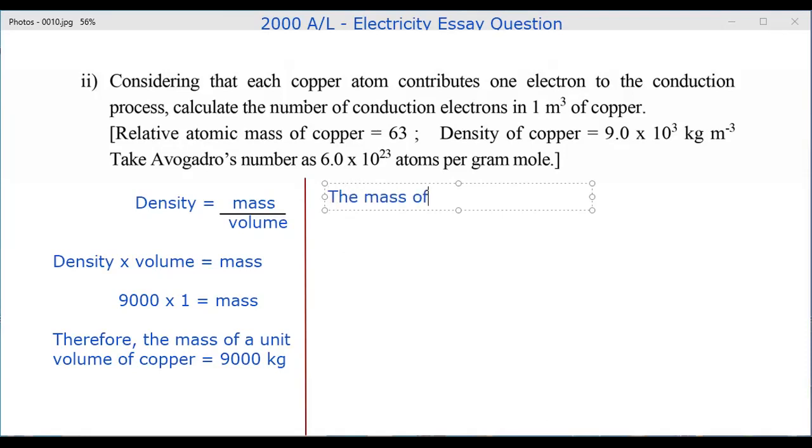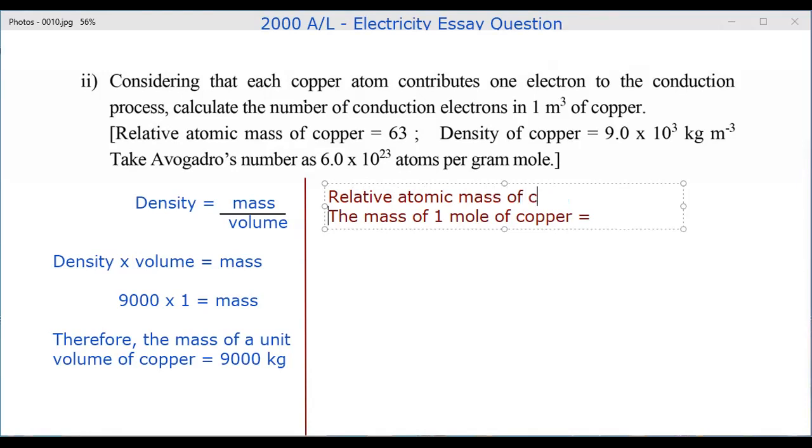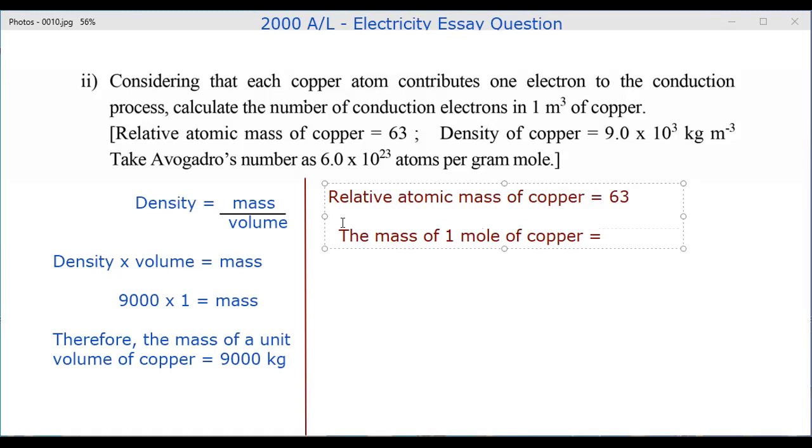The mass of 1 mole of copper is said to be the molar mass, relative atomic mass. Relative atomic mass is 63. They have given us data saying the relative atomic mass of copper is 63. Relative atomic mass of copper 63 means if we take 63 grams of copper, it will contain 1 mole of copper atoms. Therefore, the mass of 1 mole of copper is 63 grams.